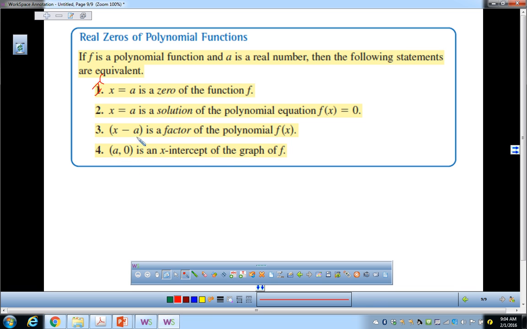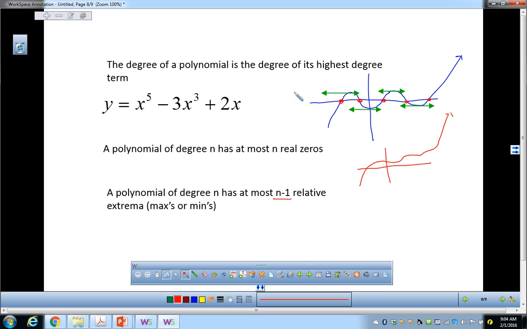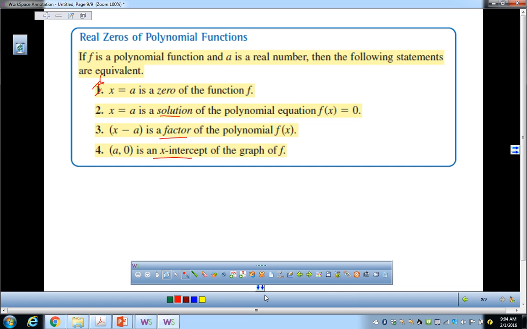So when they say find the factor, find the solution, find the 0, find the x-intercept, you're really answering the same question over and over. It's 4 different ways to ask the same question. Okay? Where is the 0? Where is the solution? Where is the factor? What is an x-intercept? The factor is actually the opposite of where the 0 is. But all of these things are zeros, right? All of these things are x-intercepts. All of these things are solutions to that function. Okay? Going forward, x minus a is a factor.